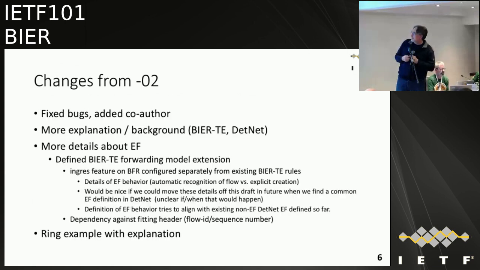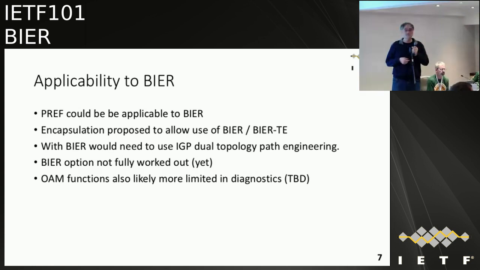Next slide. So yeah, changes from the 02 version. This has been around for a while, right? Fixed bugs, co-author, more explanation, more details about the elimination function, and then the ring example. So you're particularly bound to BIER-TE. If you look back at how we did dual join for PIM or MPLS networks, we would do it per hop. So if you do it with flex algo and colored link, you are done. You just joined. I mean, you don't need to implement traffic engineering to do this.